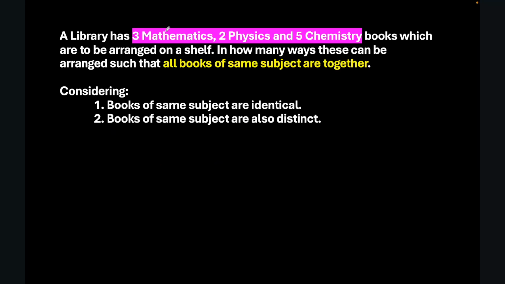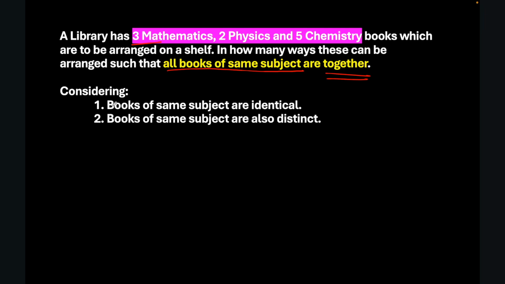So let's start with an example question that we have right here. It says a library has 3 mathematics, 2 physics, and 5 chemistry books, which are to be arranged on a shelf. In how many ways can they be arranged such that all books of the same subject are together? So the mathematics should always be together, physics should always be together, and chemistry should always be together.